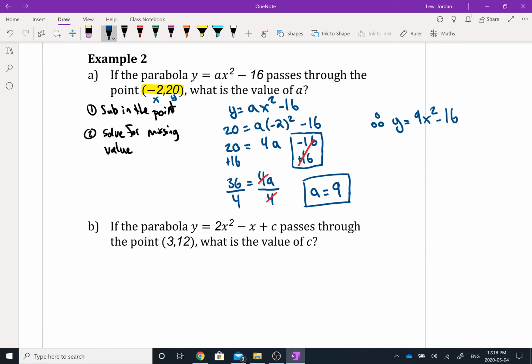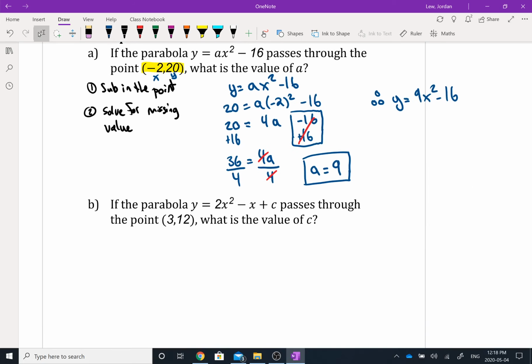So let's look at B. B is the same idea. If we have a parabola y equals 2x squared minus x plus c, and it passes through the point 3, 12, what is the value of c? So again, if we're plugging a point in, or we're going to substitute our point in, we have an x and a y coordinate, or an x and a y value. That's going to go into our equation, 2x squared minus x plus c.